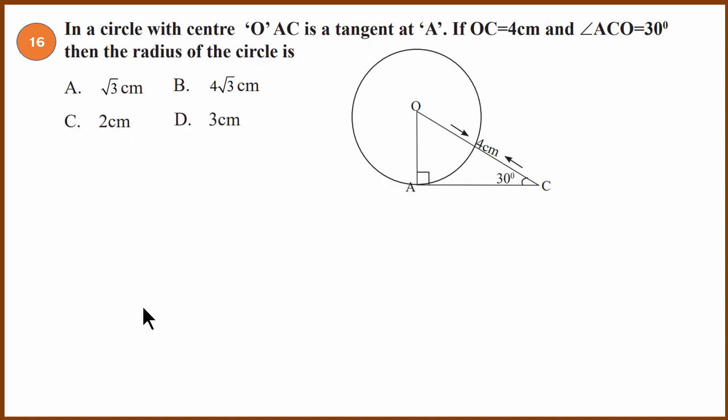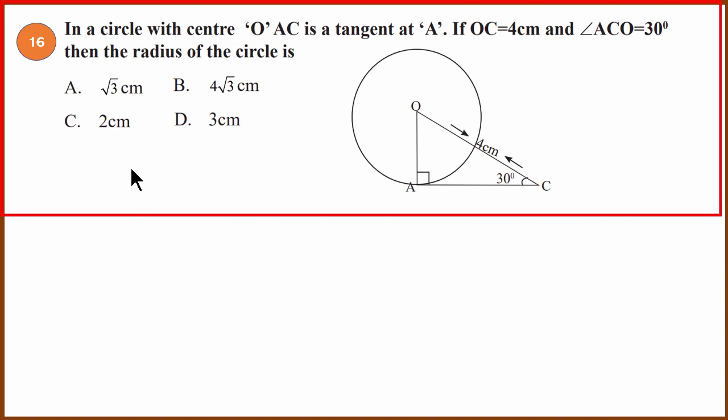Okay, this is an interesting question. Let us see what the question is. In a circle with center O, AC is a tangent at A. So AC is a tangent, and a tangent means this is 90 degrees. If OC is 4 centimeters, so this is 4 centimeters. ACO is 30 degrees, that means this is 30 degrees. Then the radius of the circle is... this looks like a circle problem, but actually they have combined both circles and trigonometry.